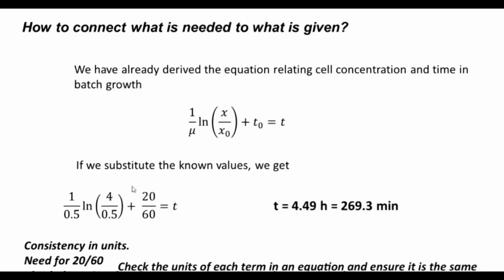If we calculate this left hand side, we will get T equals 4.49 hours or 269.3 minutes. So this is part A, the time that is required to reach a concentration of 4 gram per liter, starting with a concentration of 0.5 gram per liter when the specific growth rate was 0.5 hour inverse.